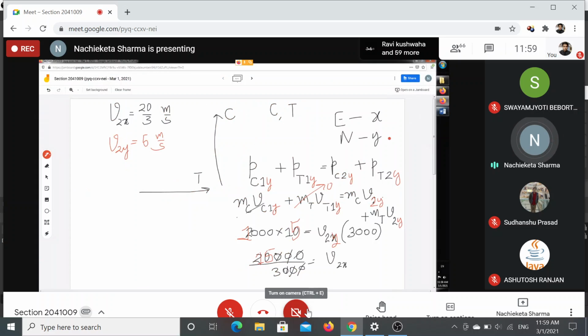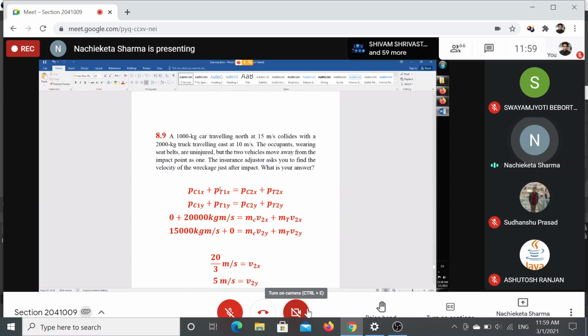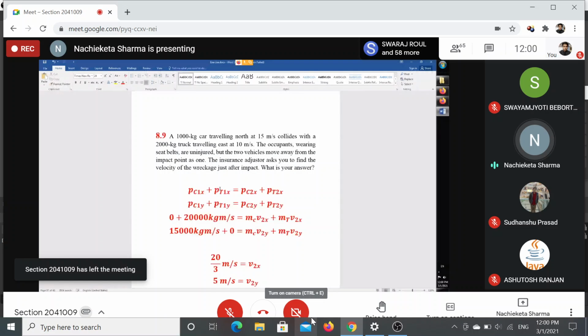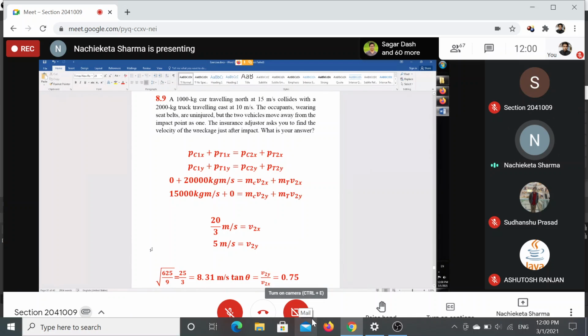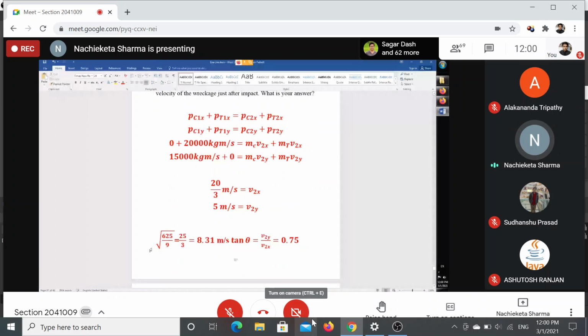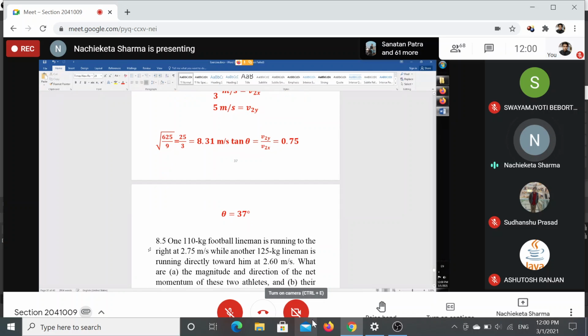So what was the question actually telling? The insurance adjuster asks you to find the velocity of the wreckage just after impact. So you will say that the velocity of the wreckage, that means both of them, will move with a speed of 8.31 meter per second, making an angle of 37 degree with the horizontal. So that will be your answer.